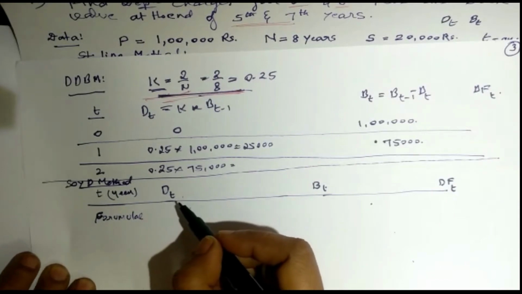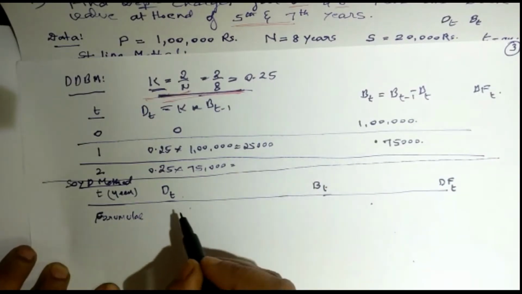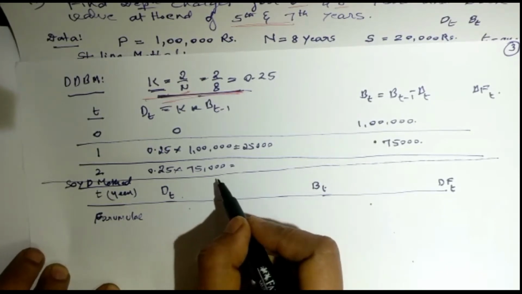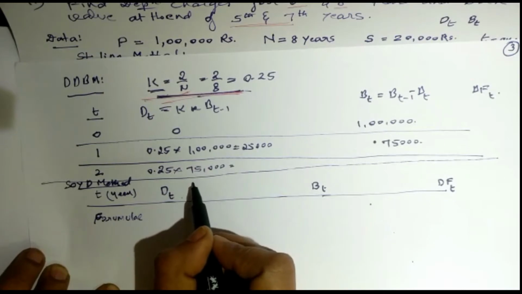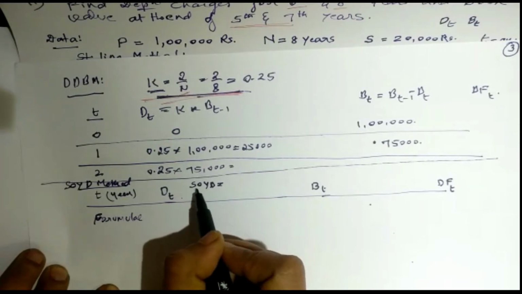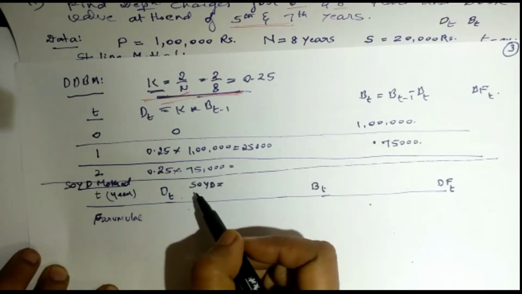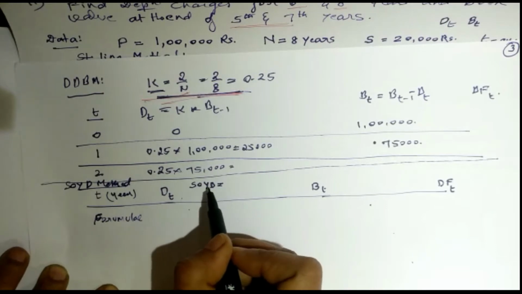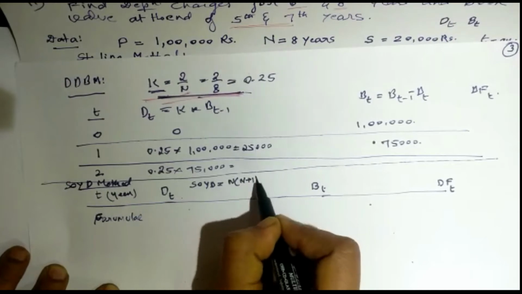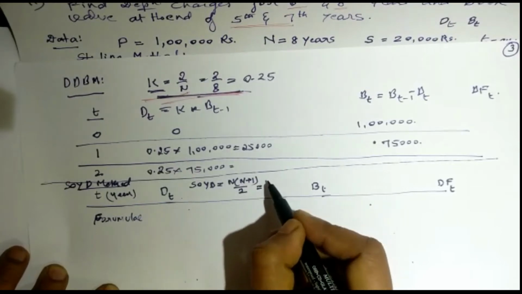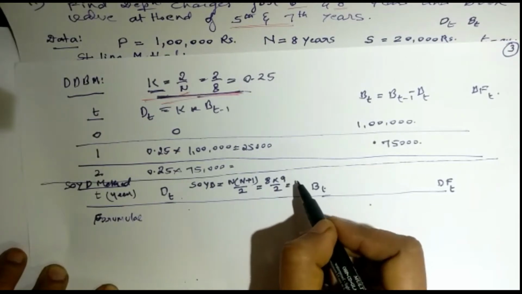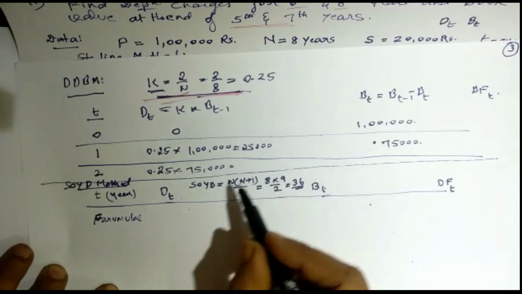For depreciation, we need to calculate the value of SOYD, that is sum of years digits. Once we calculate it, it is enough for the entire table. Sum of the years is given by the formula n into n plus 1 by 2. So 8 into n plus 1, which is 9, divided by 2 comes to 36. So you calculate this above the table.